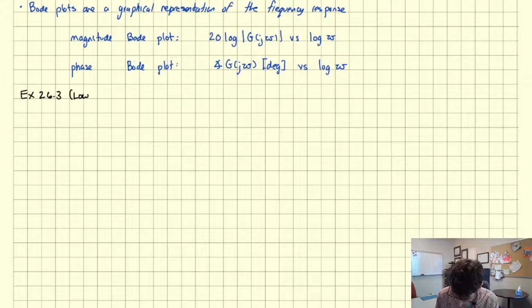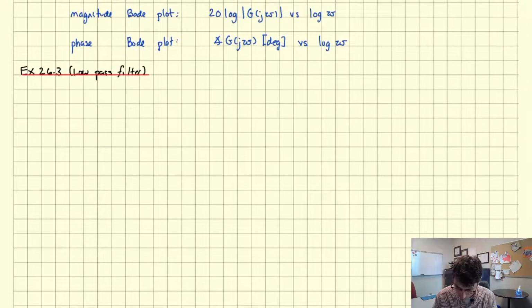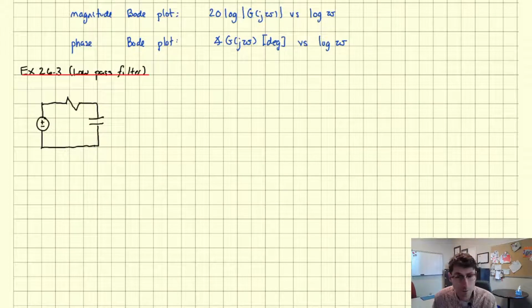So again, the numbering indicates this is an example from the notes. Okay, and so the system that we're going to consider is just an RC circuit. Okay, so here's my drawing of a circuit.